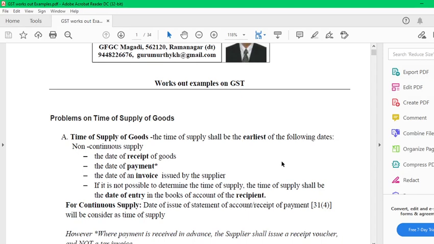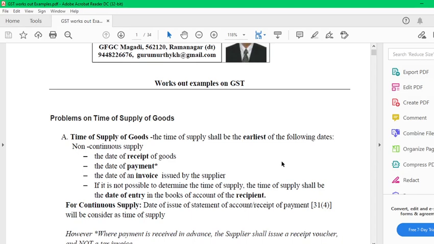Very important. The receipt of goods means the day on which you took delivery of the goods. The date of payment may be a different date. The date of invoice may be a different date. Whichever is earlier, we should take into account for determining the time of supply.